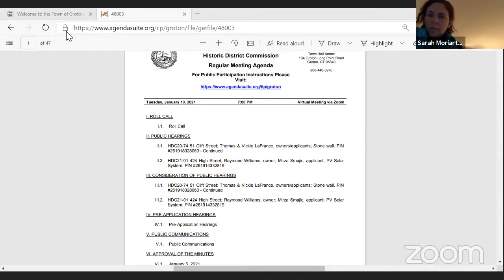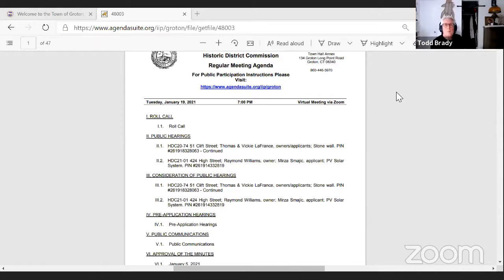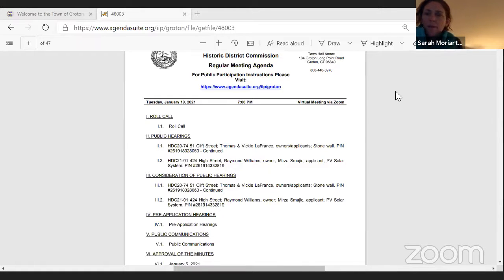HDC 21-01. This was the solar panels on 424 High Street. Any comments or motions? I move to approve. I'll second. I'm just going to say that I have zero problem with the solar panels on that particular property. I'll do a roll call. Moriarty, aye. Ferguson? Aye. Brady?